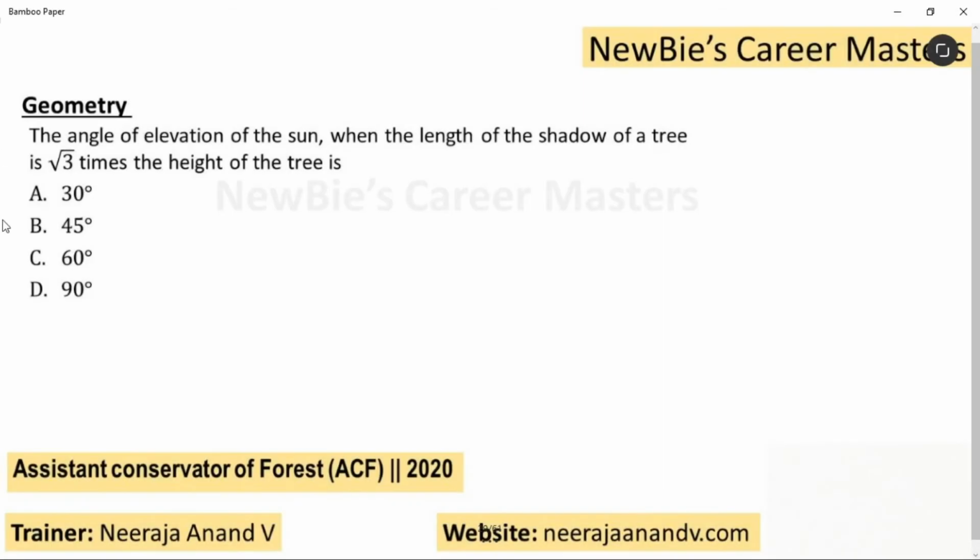The angle of elevation of the sun when the length of the shadow of a tree is √3 times the height of the tree. Okay, let's take the tree like this. Okay, the height of the tree is x, and the shadow, see, we can take the shadow like this. They're telling us this is √3 times the height. Hope this is clear. Now we have to find the angle of elevation. Angle of elevation means like this. This is the angle of elevation.